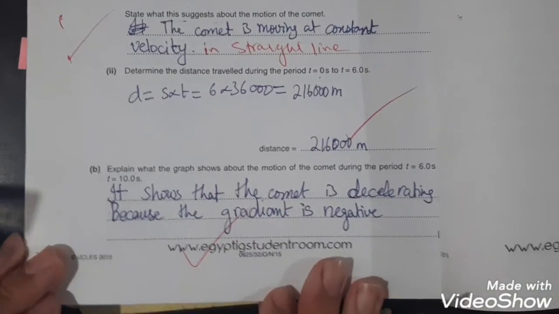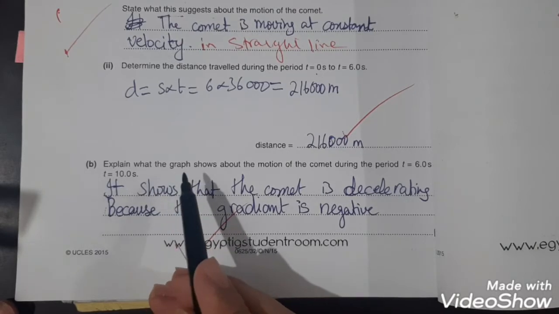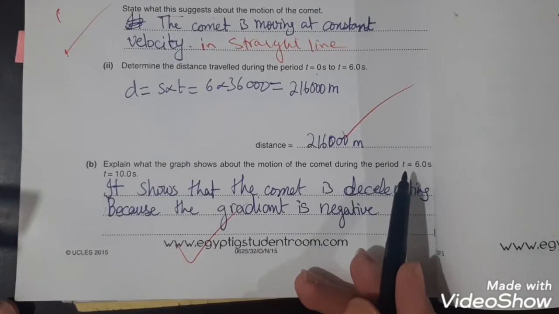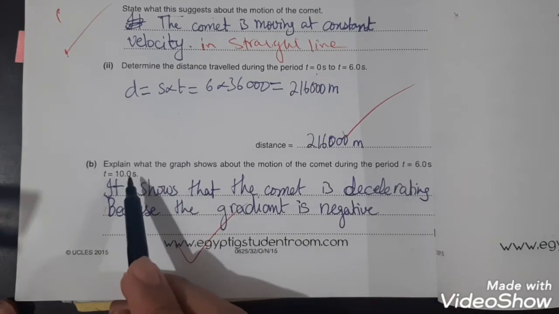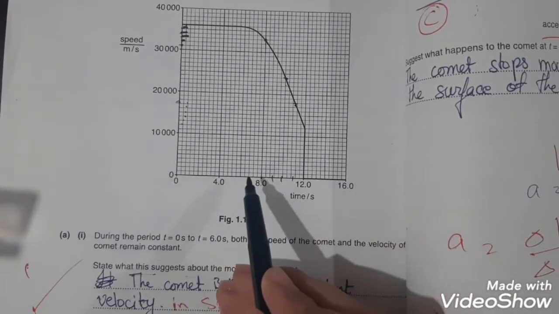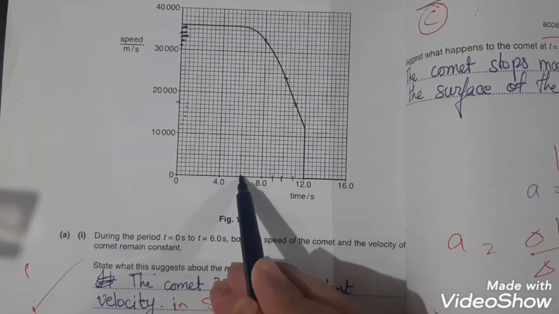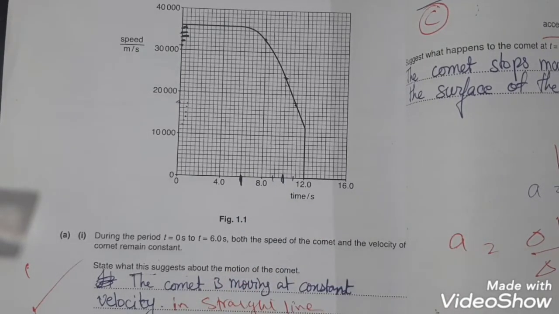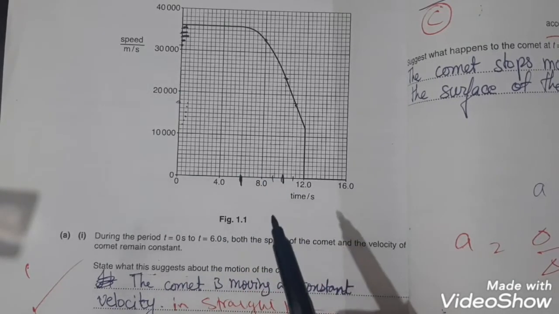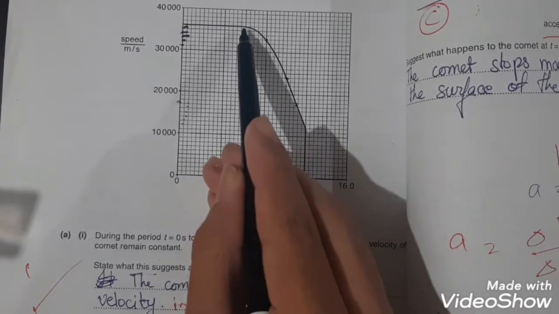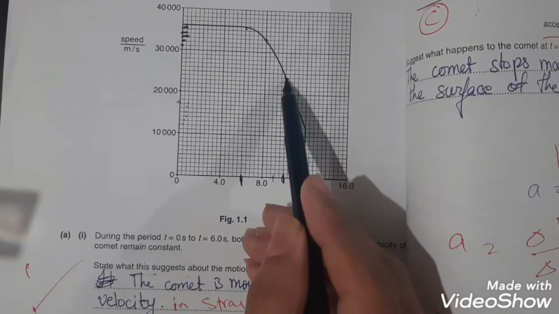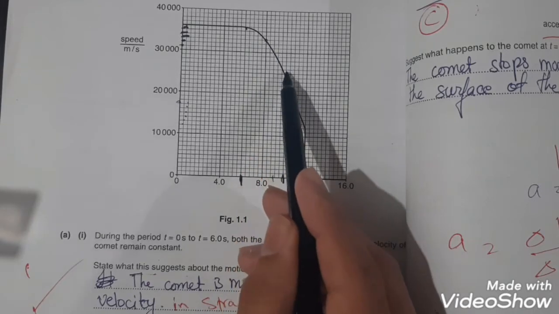Then part B states explain what the graph shows about the motion of the comet during the period t = 6 seconds and t = 10 seconds. So in the graph from t = 6 seconds to t = 10 seconds, what is the motion of the comet? So from here onwards till 10 seconds the speed is decreasing.